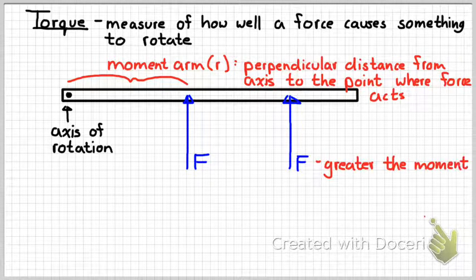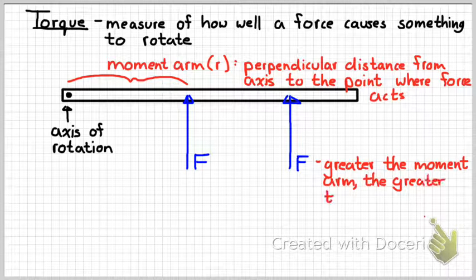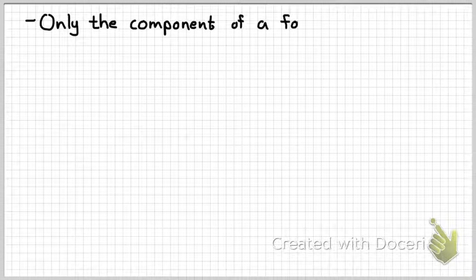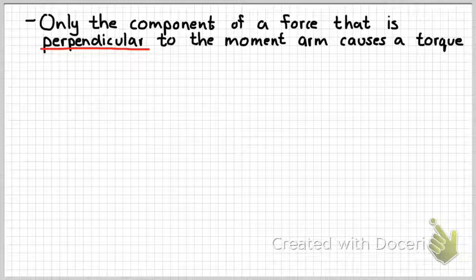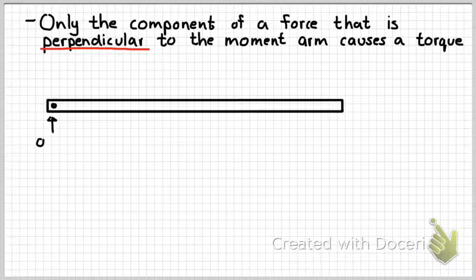The farther out we go, as in the greater the moment arm is, then the greater the torque applied is going to be, and the more rotation that force is going to cause. Only the component of a force that is perpendicular to the moment arm actually causes a torque. If it's parallel to the moment arm, like the gray force in the big door example, it's not going to cause any torque. It's not going to cause any rotation.